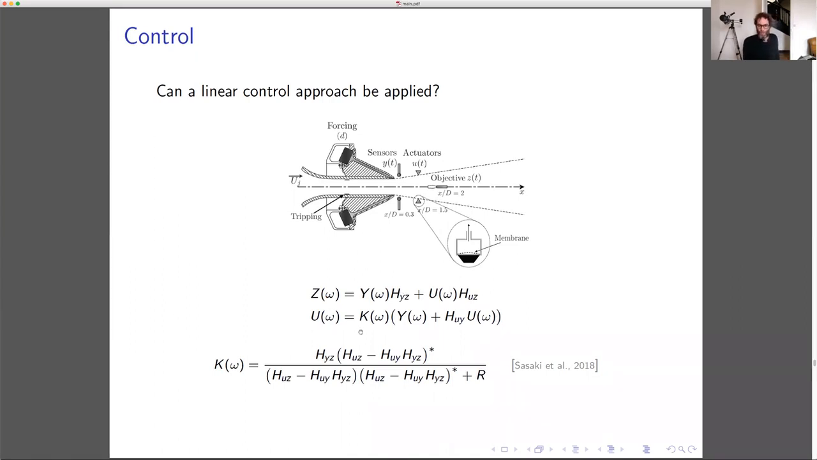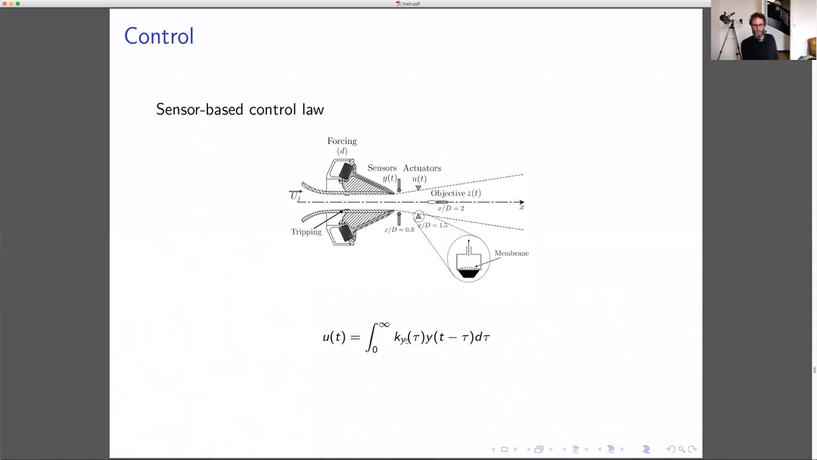So we define the actuation in terms of some gain times what's measured at the sensor. This term here is a feedback term to account for contamination of the sensor by the actuator. And what this does is it avoids a Larsen effect. And from that, you can build the control kernel in frequency space, K of omega. And then by inverse Fourier transforming this, you have the control kernel in the time domain. And so the control law looks like this. You compute U as a function of t based on a measurement Y and its convolution with this control kernel.